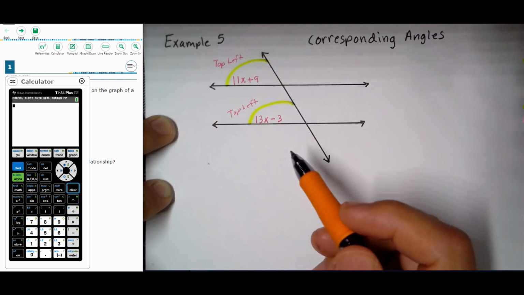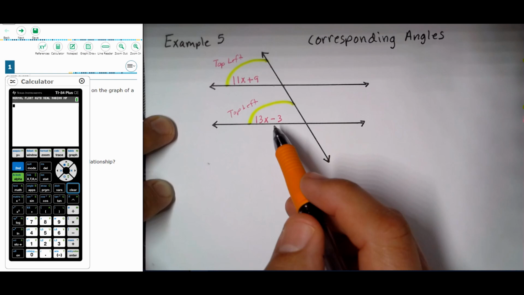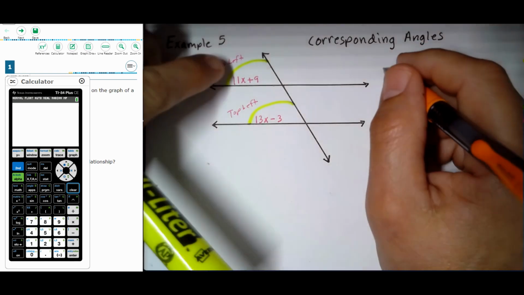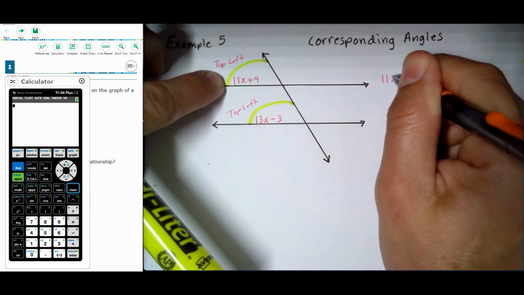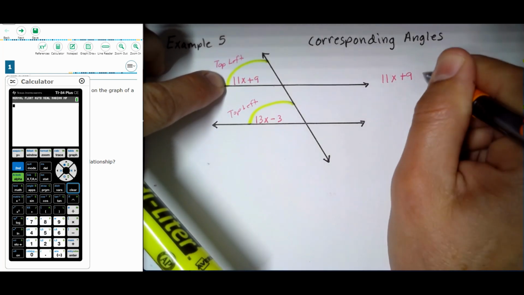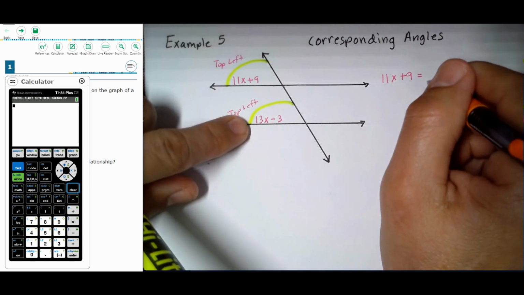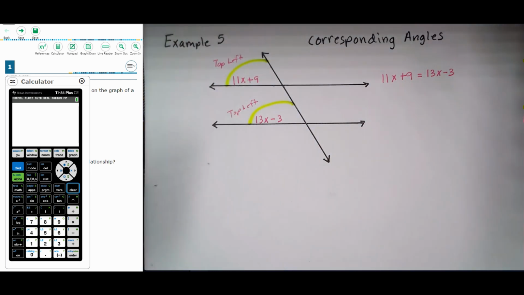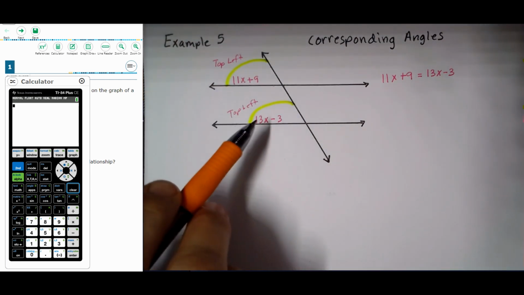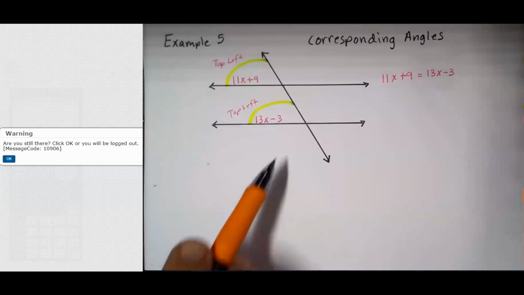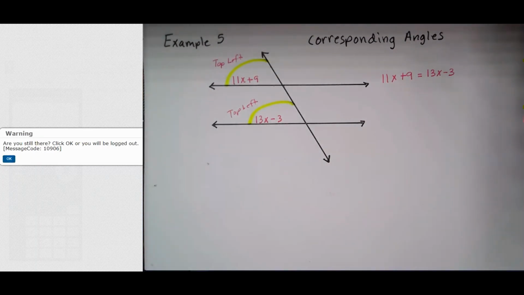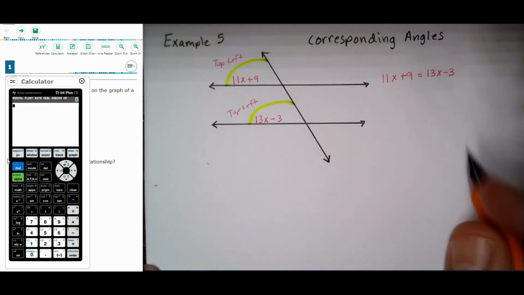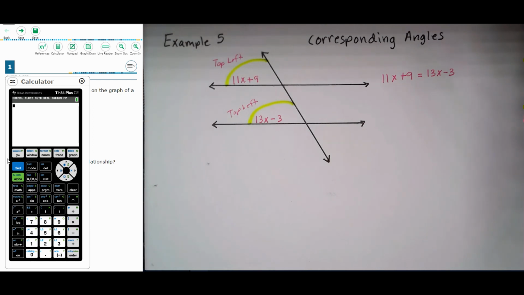Now we're going to use this definition so that we can solve for x and then find what this angle is. So let's first solve for x. If we want to solve for x, we're simply going to take this first one, 11x plus 9, and set that equal to this bottom left, 13x minus 3. It really doesn't matter which one I solve in this expression. My goal at this point is to find the angle of these corresponding angles. So I'm going to draw my line through my equal sign.